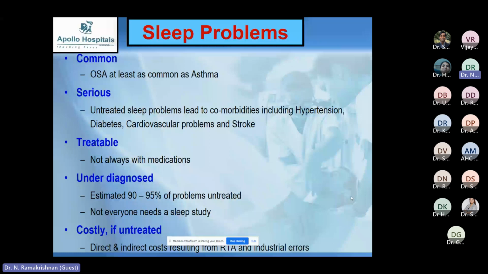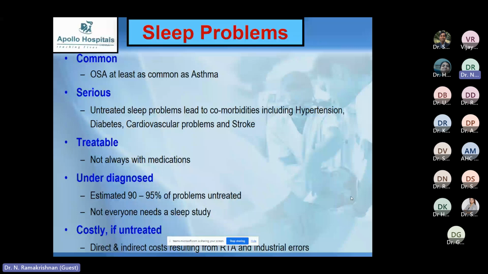Now, sleep problems are extremely common, and as Dr. Srividya said, obstructive sleep apnea is being more and more talked about, but clearly it is at least as common as asthma and probably not even 10 to 20% recognized as asthma is. Most sleep disorders can be serious, particularly if not treated, and can lead to several other comorbidities like hypertension, diabetes, heart disease, and stroke. And if diagnosed early, they are treatable. More importantly, clearly we should understand that you do not always treat them with medications.